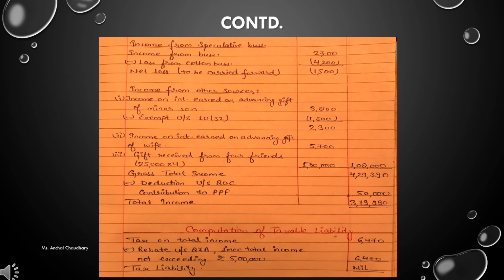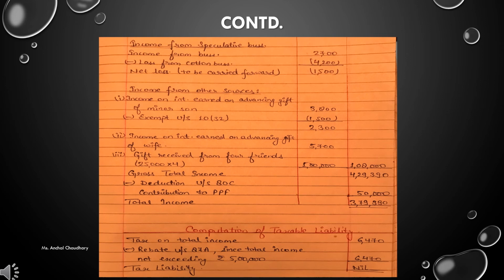So interest on account of advancing income to his son is 3,800. And under section 10 it is given that he can receive the exemption of rupees 1,500. So here taxable income will be 2,300 only. And the same goes for his wife's income. In case of advancing income of his wife, that will be 5,700. No exemption will be provided to his wife's advancing income.